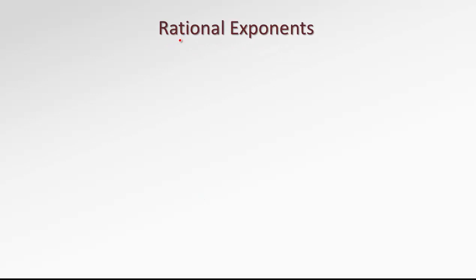In this lesson, we'll talk about rational exponents. Rational exponents are used as alternative notation to radical notation. Particularly, nth radical of x means the same as x raised to the exponent 1 over n. So the index of the radical is the same as the denominator of the rational exponent.